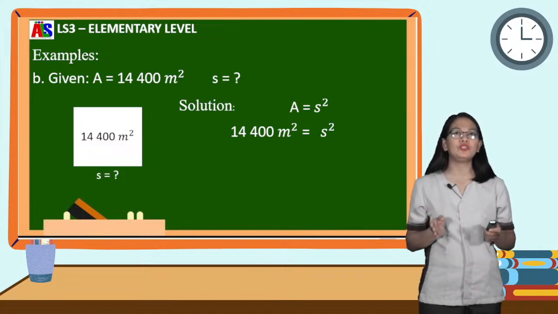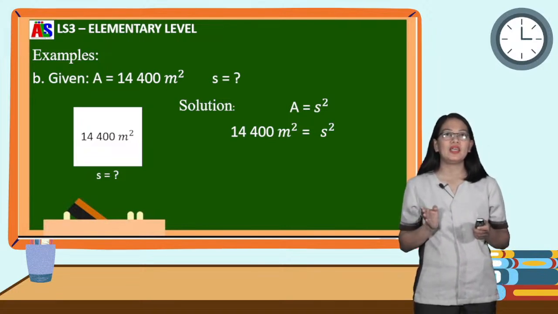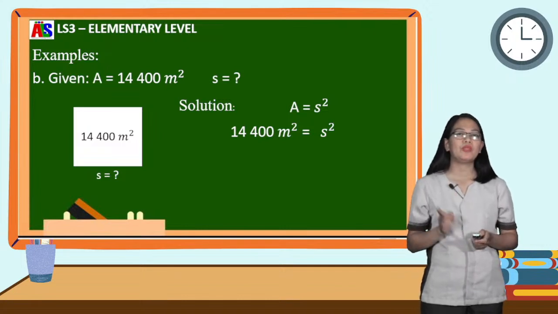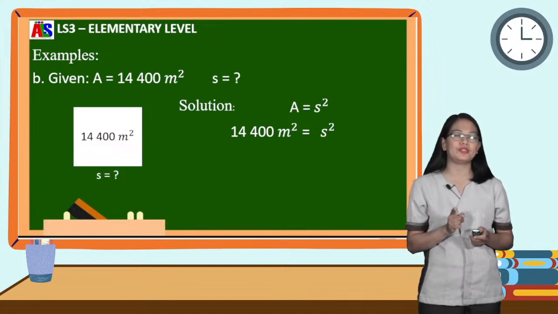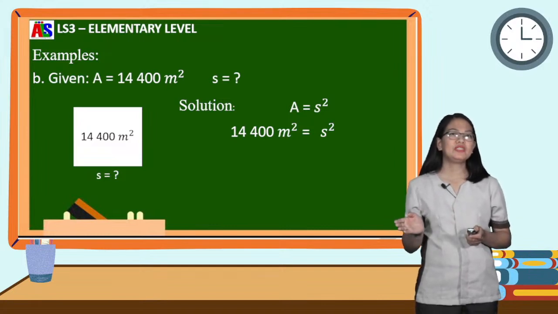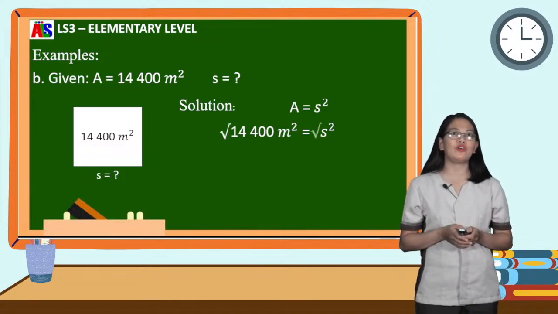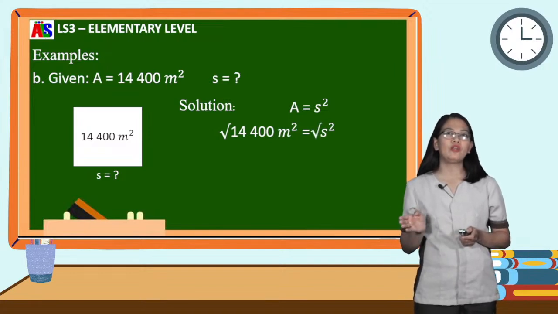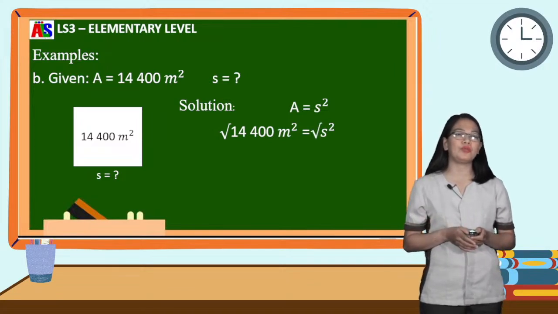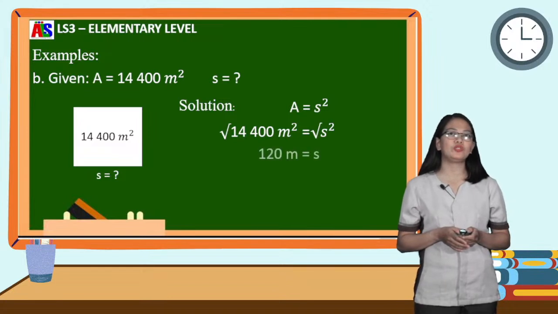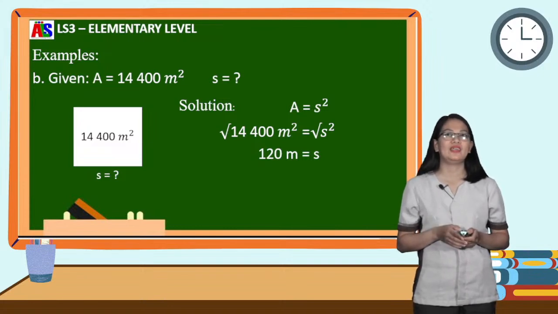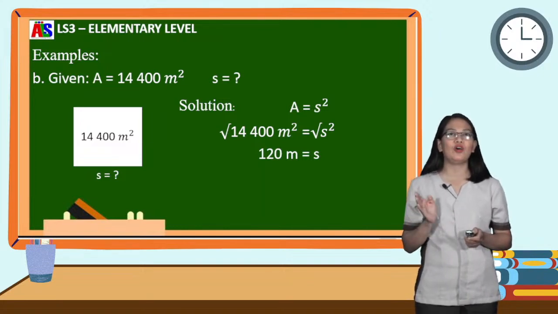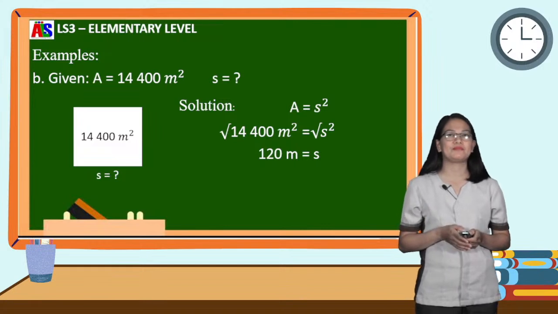Now how can we solve for the S if there is an exponent of 2? Remember, the unknown is S, not S squared. So we will simply get the square root of both sides. The square root of 14,400 square meters is equivalent to 120 meters. And the square root of S squared is S. And that is the length of the side.